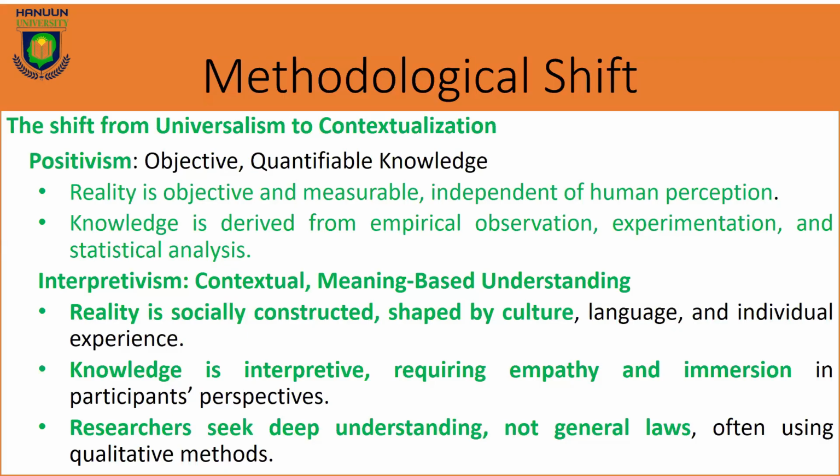Okay, so informed by these positions, the positivist position is objective, it is measurable, it is independent of human perception, it is derived from empirical observation, experimentation, and statistical analysis. That is the positivist researcher's position. So this position was from the structuralist and modernist epistemological position.